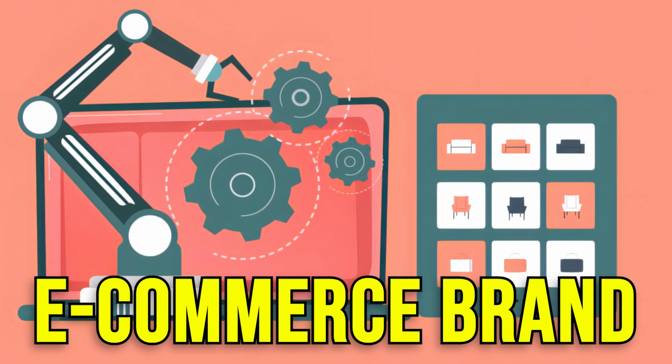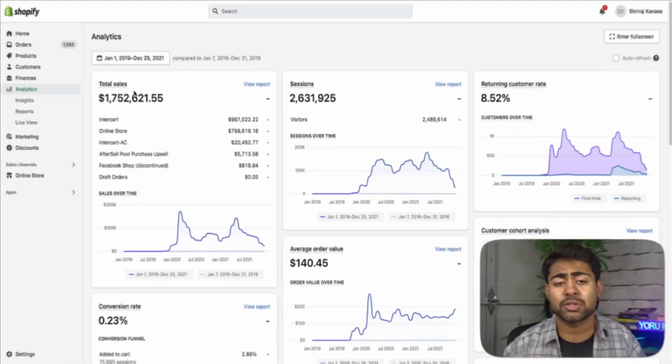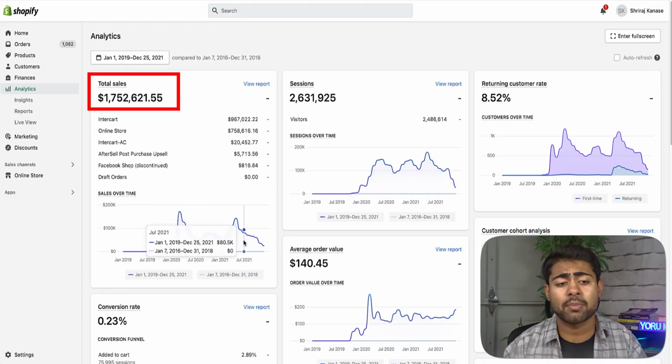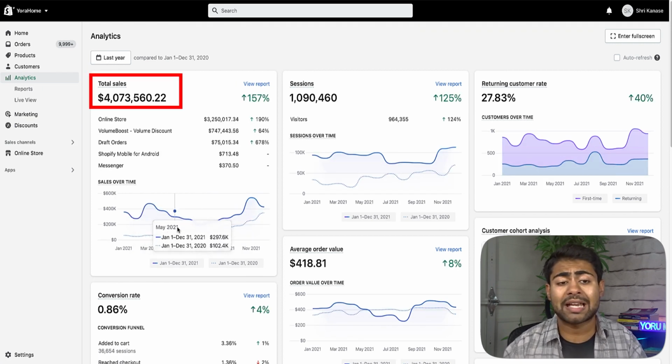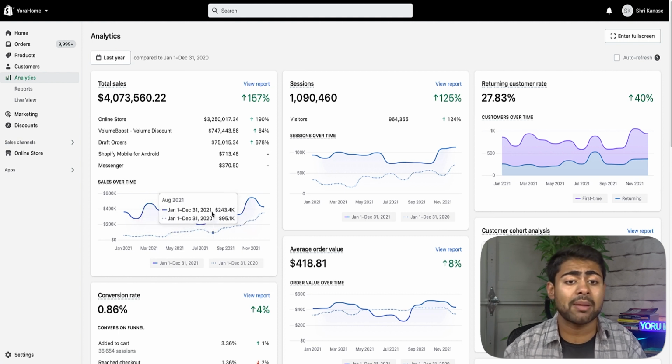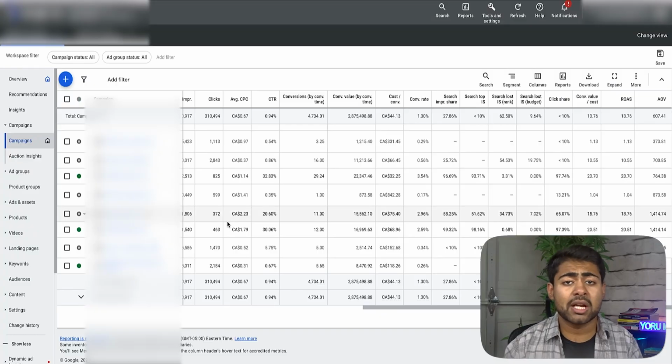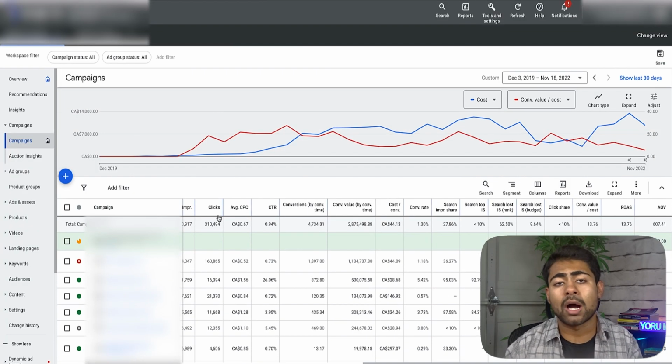Running an automated e-commerce brand is basically a dream for every single e-commerce store owner out there, especially when you can get results like these ones right here on my screen: $1.7 million in a period of 2 years, or results like these, $4 million in a single year, or maybe a return on ad spend like this, where you're getting a 4x ROAS, a 5x ROAS, 10x ROAS even, consistently, all on autopilot. I mean, what kind of e-commerce store owner would not want that kind of consistency on full automation?